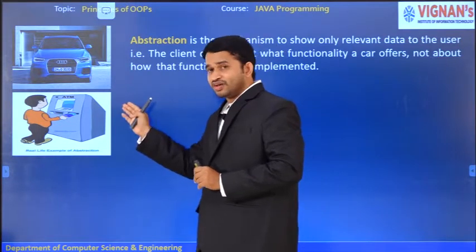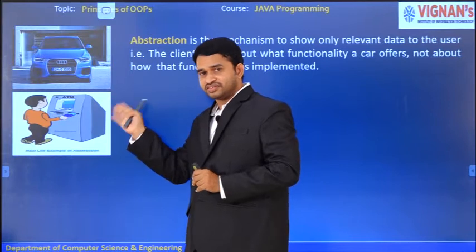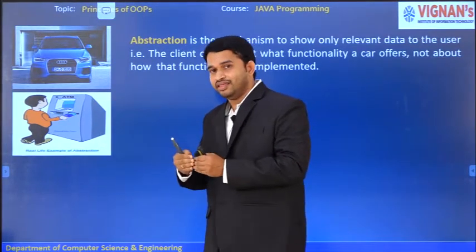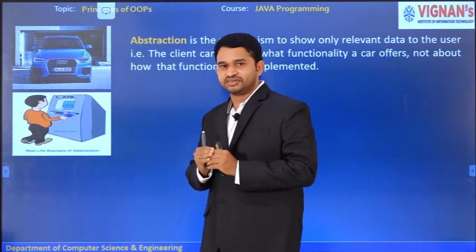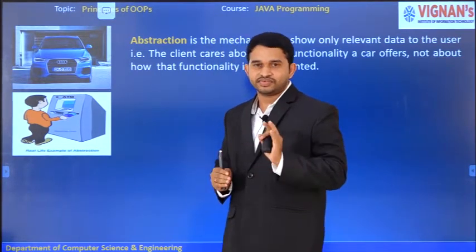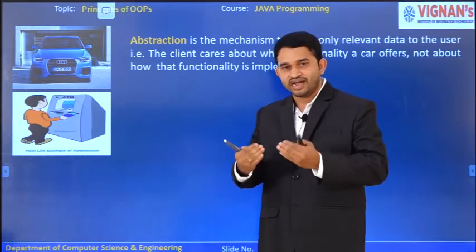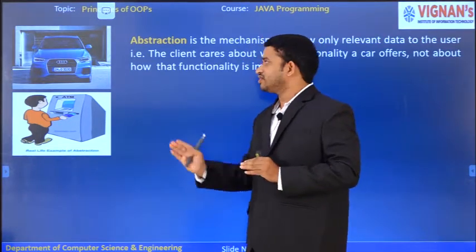So, the particular application is developed by some persons, they provide all these features to the end user, but they hide the functionality implementation. This is what we call abstraction, which means it provides relevant data to the user and hides the implementation.